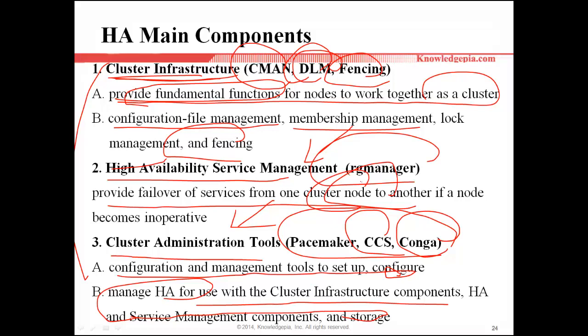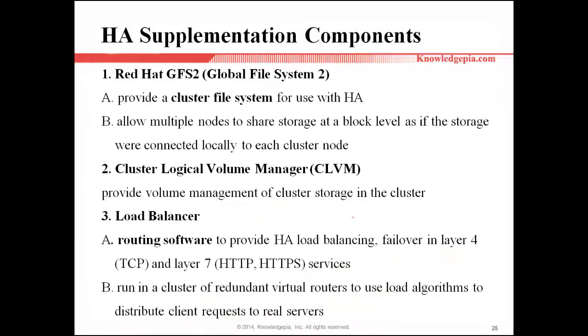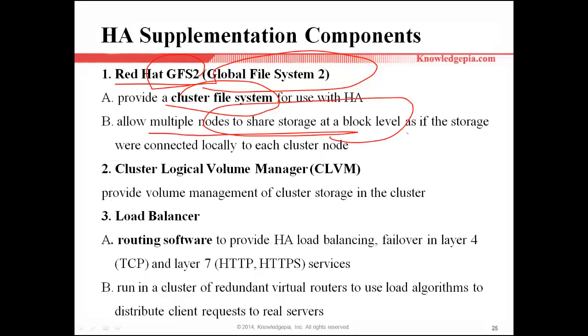So in this course, normally we will use these tools. There are also three supplemental components here. Red Hat GFS2 is a kind of file system that provides the cluster file system. If we want to make a file system on a cluster, we can use GFS2. GFS2 allows multiple nodes to share storage at the block level, as if the storage were connected locally to each cluster node. Even if the block device is separate from the cluster node, the cluster node will think the block device is connected locally.